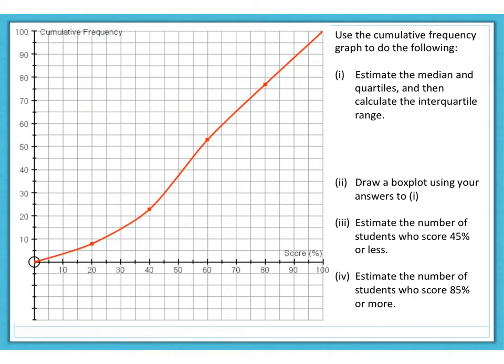So here is a computer generated version of our cumulative frequency graph. We're going to do the following using our graph. So first of all, we're going to estimate the median and the quartiles and then calculate the interquartile range. So the median will be our middle value. So if we think about the fact that there were 100 people involved in this, we need to find a cumulative frequency of 50, and we need to draw on a line like this.